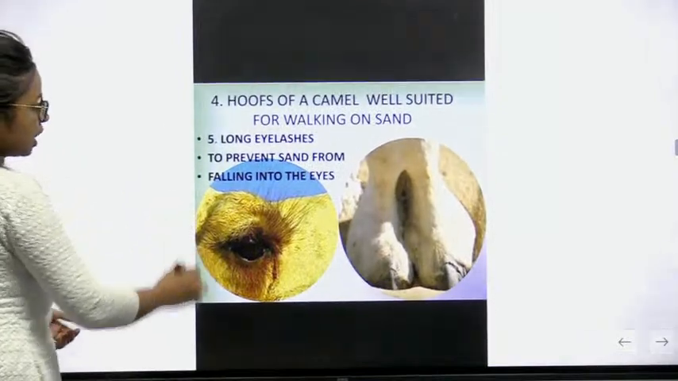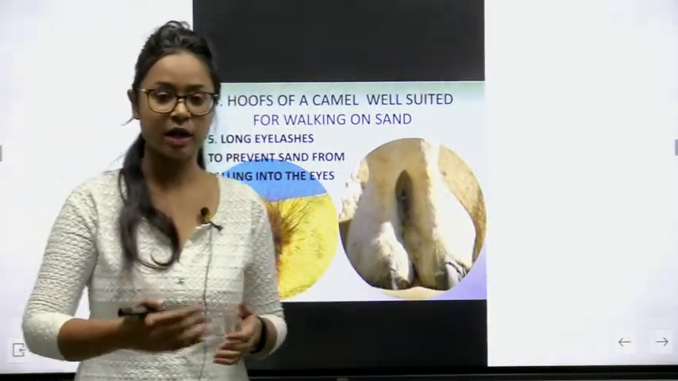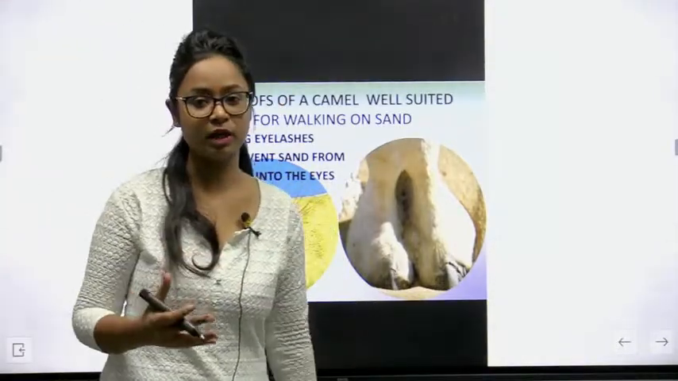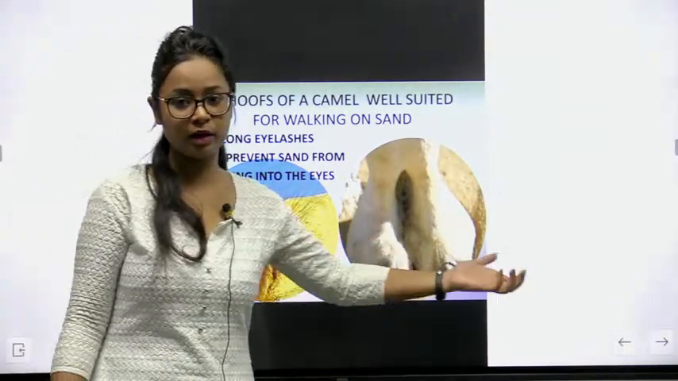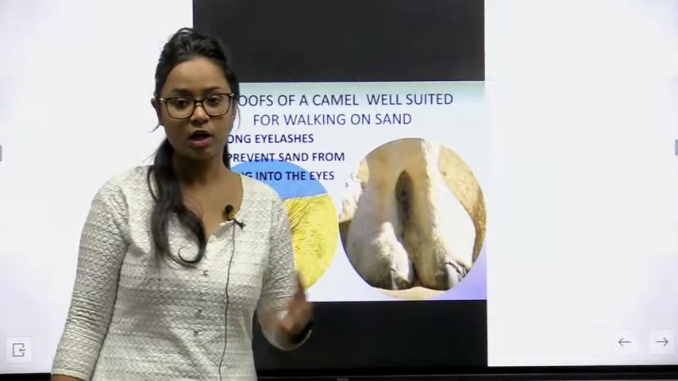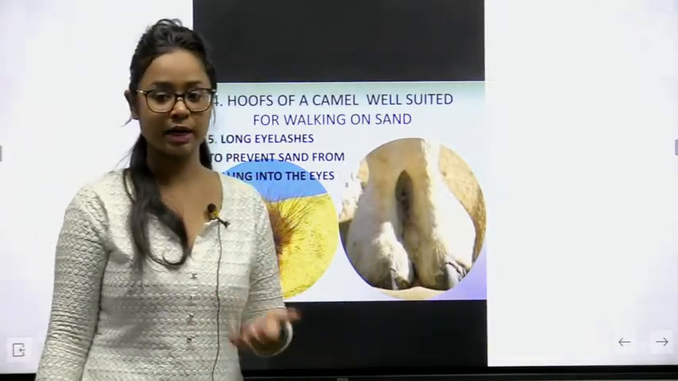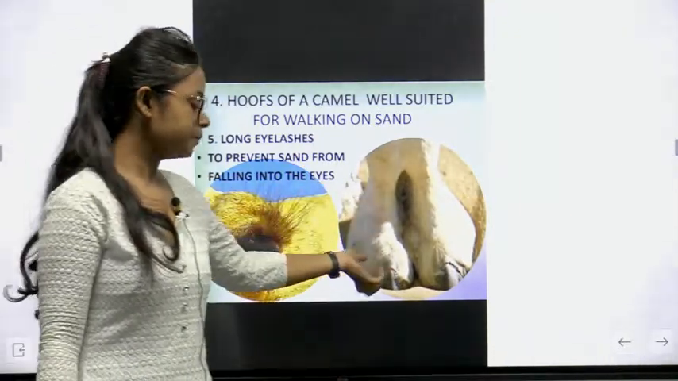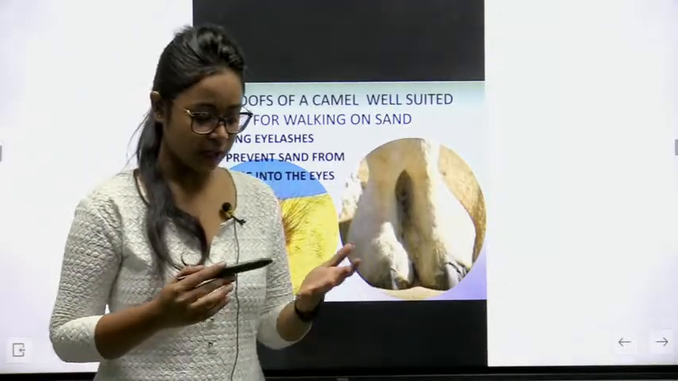They have long eyelashes. Why do they have long eyelashes? So that when they walk on a desert, the sand will not come into their eyes. They will protect their eyes from the sand. Also, they have a hard sole on their legs, because you all know sand is very hot, so they cannot easily walk on the sand, so that's why they have a hard sole on their legs. So these are the adaptations.